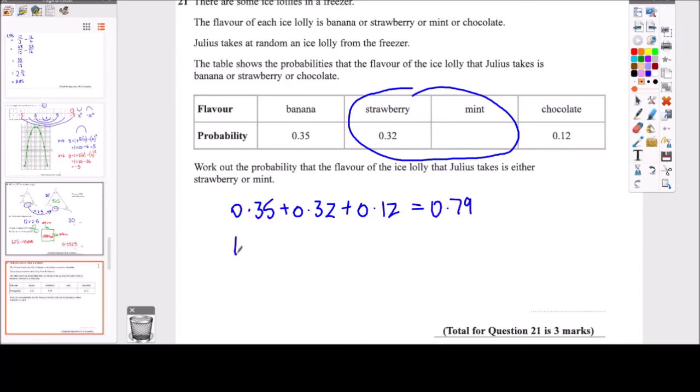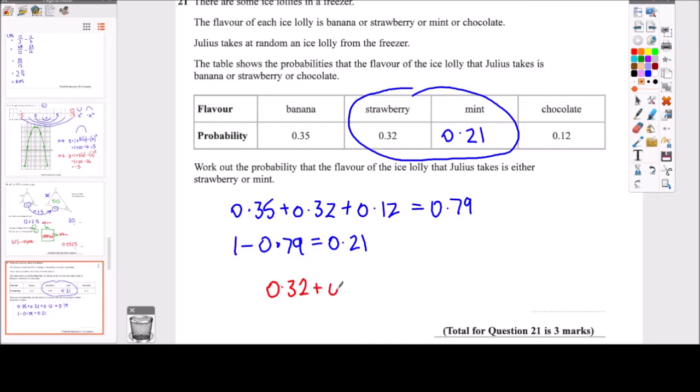So take that away from a whole, because as I said, they've all got to add up to a whole, is 0.21. So the probability of strawberry or mint is going to be 0.32 add 0.21, which is going to be 0.53.